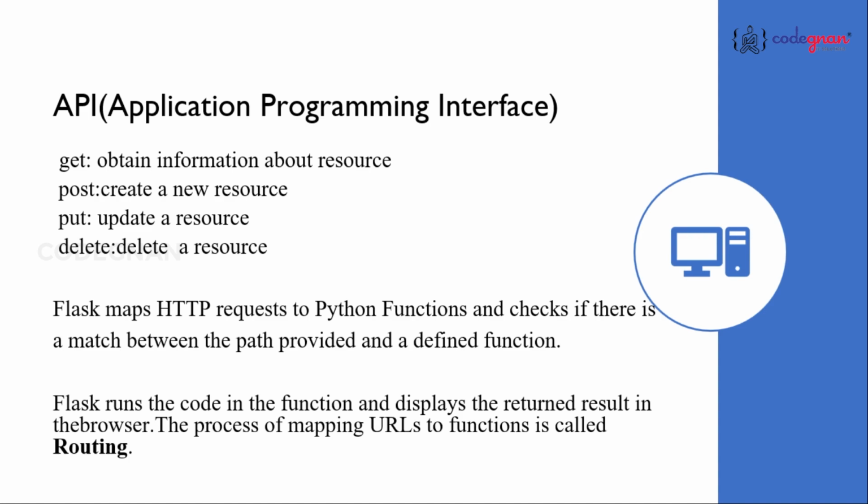Because when I say micro, it doesn't mean that it is lacking in functionality. It only aims to keep the core simple but extensible. You need to build everything, because when you go for Django, it provides your customized admin panel and it provides you everything. But when you go for Flask, you need to make sure what database to use. You need to take your own decisions.